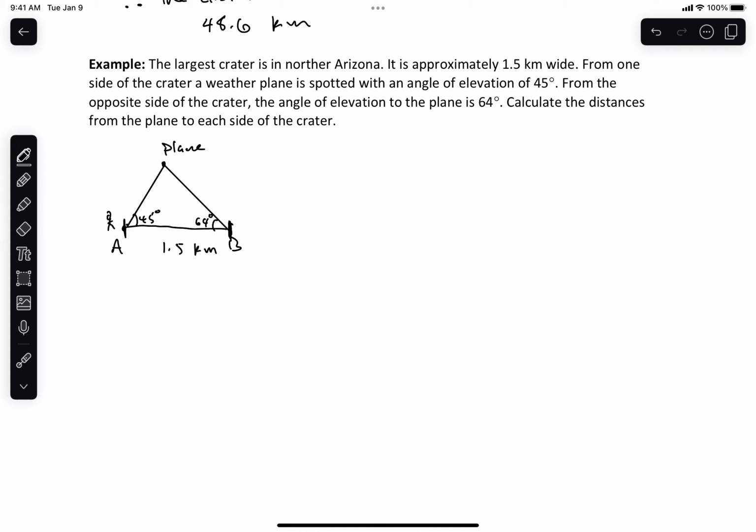And they look up, 64 degrees of elevation. Or somebody else is on the other side or something. You got two buddies or whatever it is, standing still. It could be a helicopter, who knows?